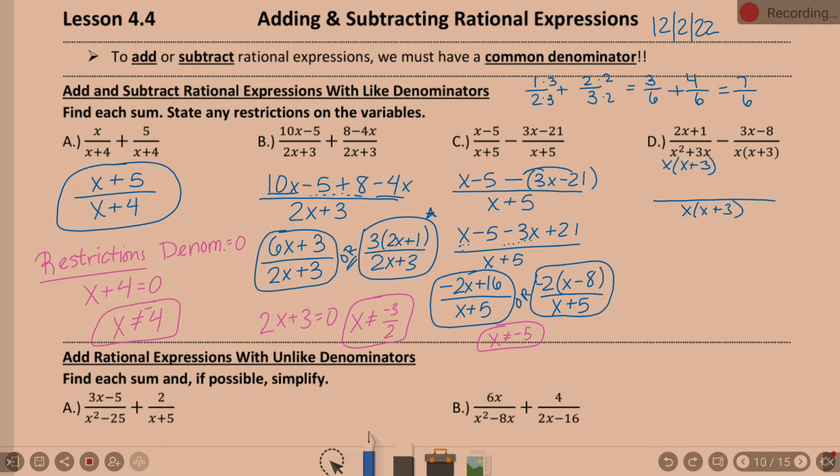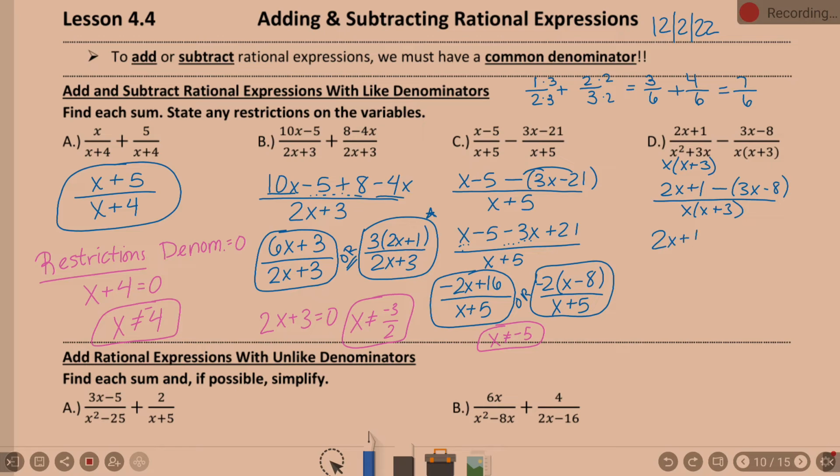So, okay, common denominator is x plus 3. And you'll always want your denominators factored. Always, always, always. Then on top, it's 2x plus 1, and then minus the 3x minus 8. Okay? Can I just go straight to my answer here? I mean, you should distribute negative. Okay, I should distribute my negative.